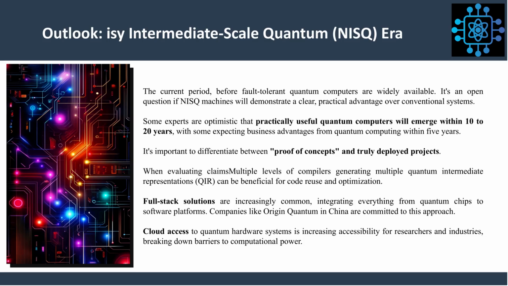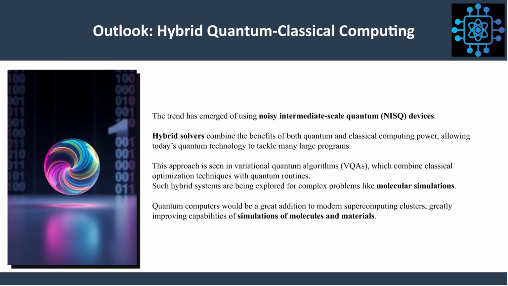Differentiating between proofs of concept and deployed projects is crucial. Full-stack solutions and cloud access are enhancing accessibility and integration in quantum computing. Hybrid quantum-classical computing leverages noisy intermediate-scale quantum devices, combining quantum and classical power. Variational quantum algorithms exemplify this, integrating classical optimization with quantum routines.